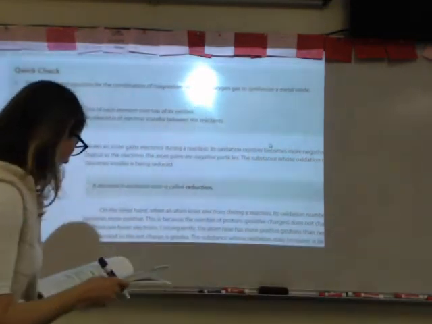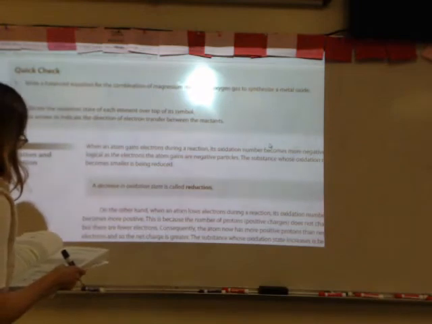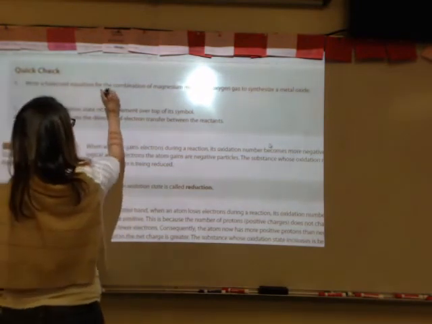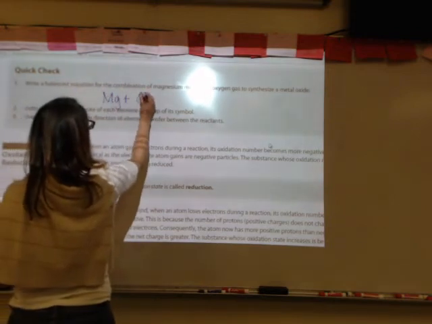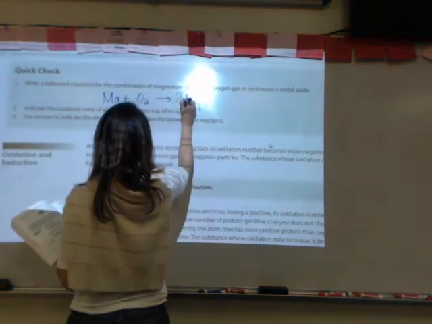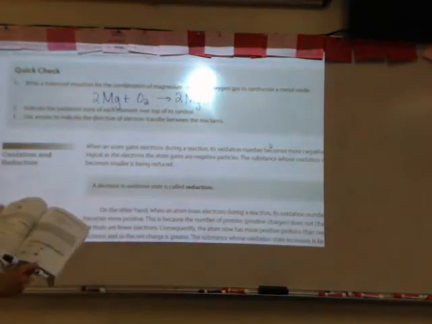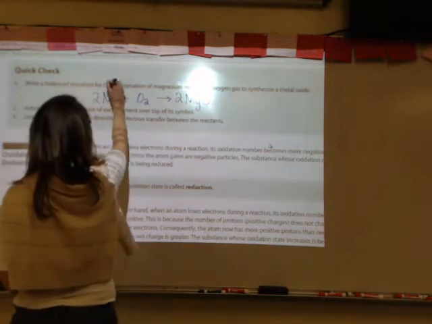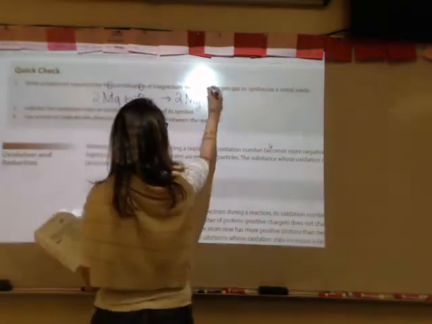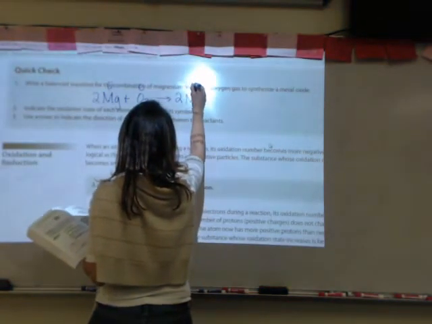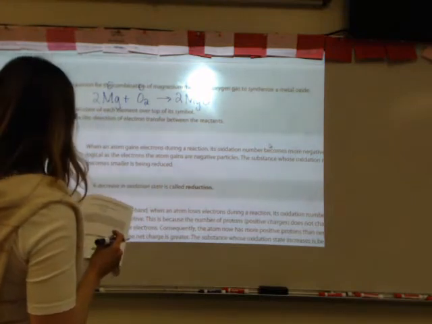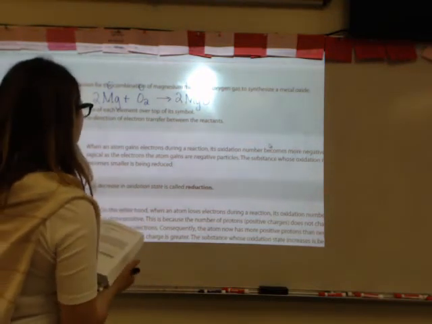Let's take a look at the quick check. Write a balanced equation for the combination of magnesium metal with oxygen to produce a metal oxide. So you're making magnesium oxide. So this is your balanced equation. Indicate the oxidation states. So oxygen and magnesium are in elemental form, so they're both 0. Oxygen in magnesium oxide is a -2. Magnesium is a +2. Use arrows to indicate the direction of electron transfer between the reactants.